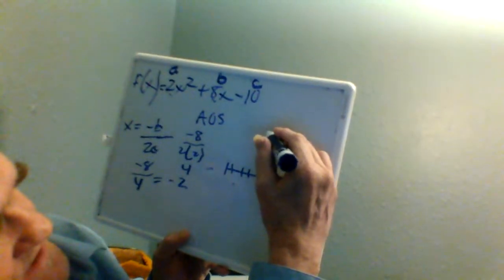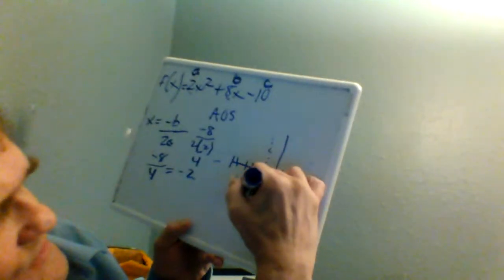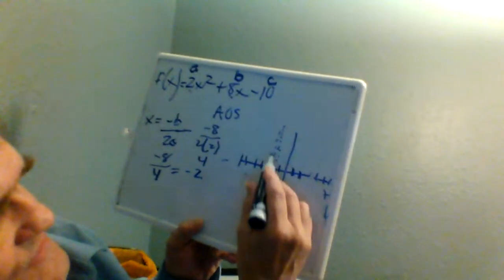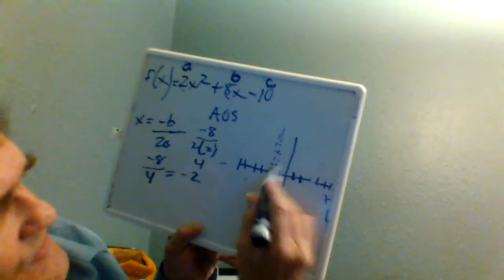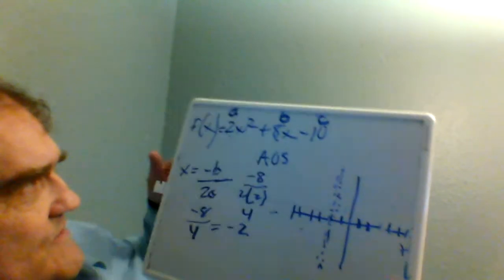What you do is you draw a dotted line down here, dot, dot, dot, all the way down. I'm not doing a very good dotted line, but it's a line down here. That's your axis of symmetry. That's your -2. All right? So you do that, and that's how you find your axis of symmetry.